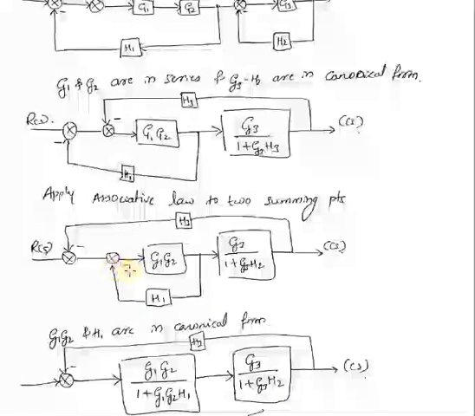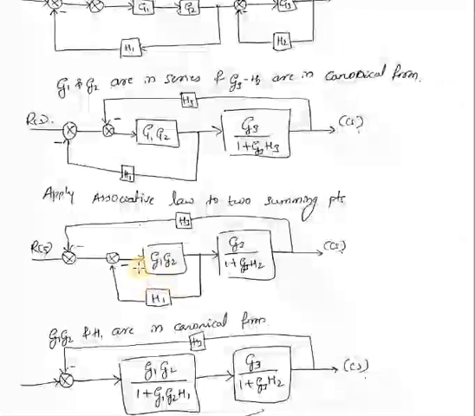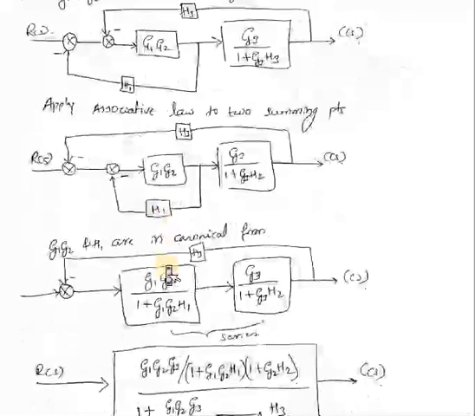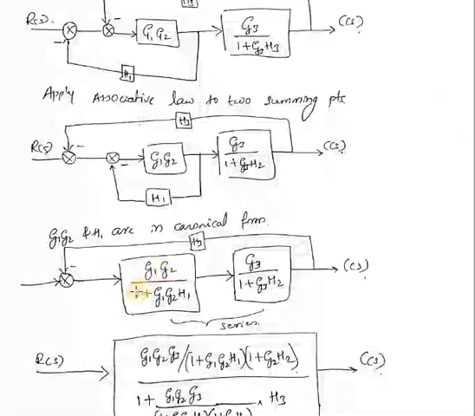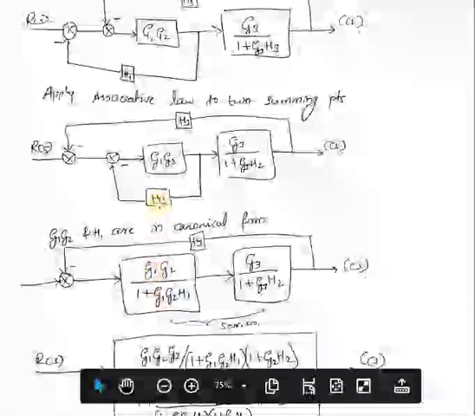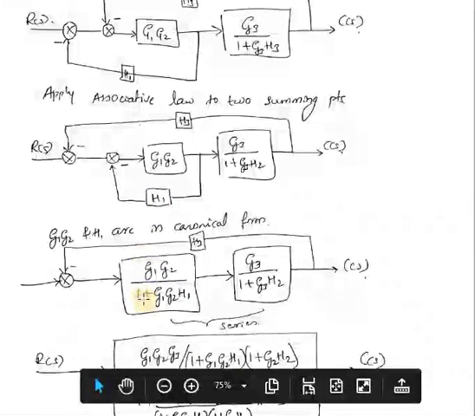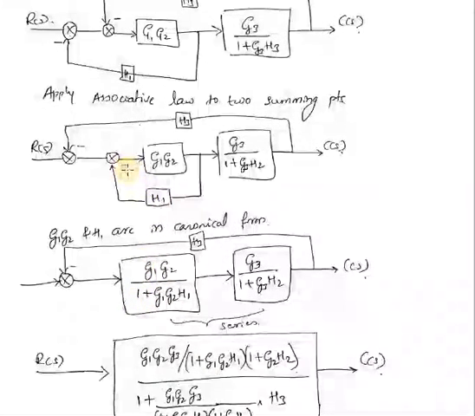Now if you check, this combination forms the canonical loop. For this combination you write the transfer function G1 G2 divided by 1 plus G1 G2 into H1. Again I have taken plus because this signal is with minus sign. And the other term is G3 divided by 1 plus G3 into H2, with the feedback signal.